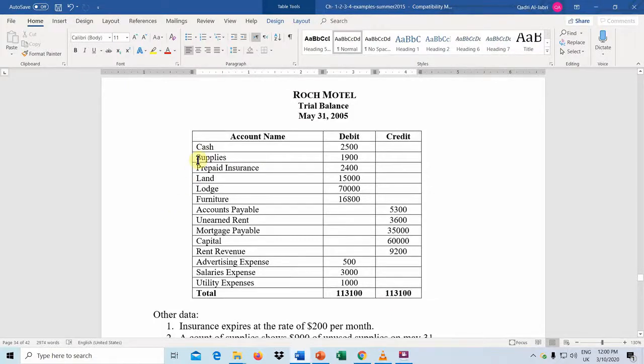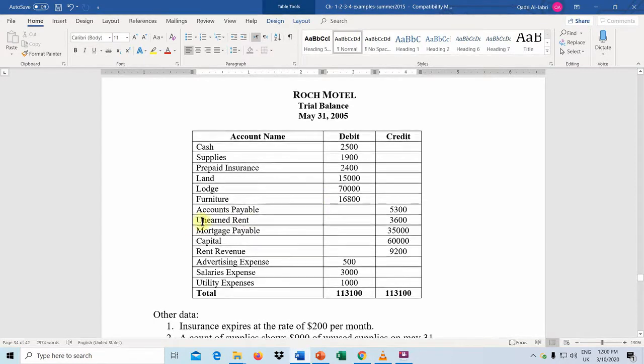If you can see, we have an item like supplies. We have to check how much supplies we used during the period to record the adjusting entry for supplies. We have a prepaid insurance. We have to check how much of the insurance policy we used during the period. For the lodge, this is the building of the hotel, we can call it a lodge. It will have depreciation. Same thing for furniture. It will have depreciation. So this is part of the adjusting entries.